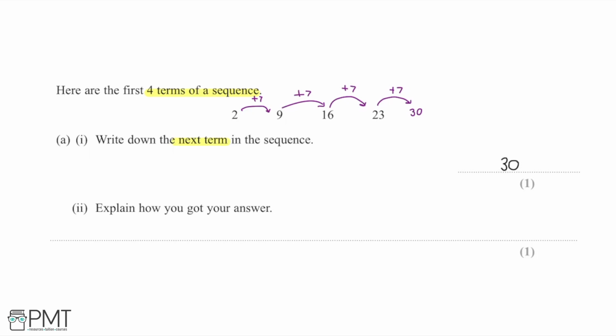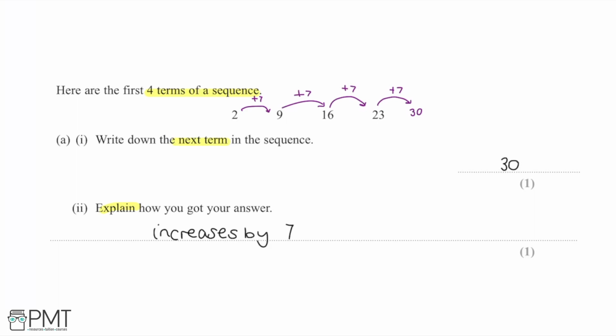We're then asked to explain how we got to our answer, and that's basically asking us what we did to look at these terms and come to the conclusion of what the relationship is and what the next term is going to be. So a simple answer for this one is that there's an increase of 7 each time.